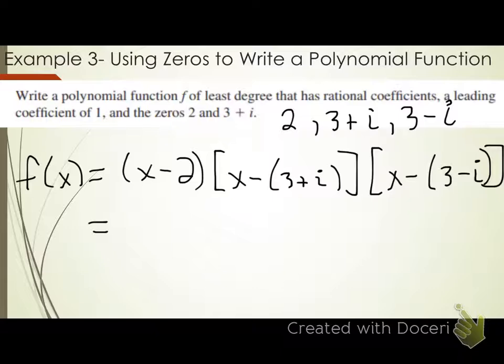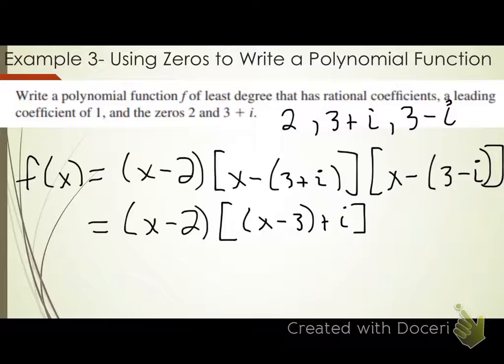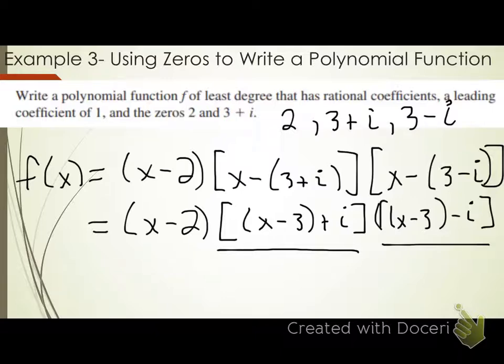So what I'm going to do now is kind of move my parentheses within those brackets. I'm going to write it as x minus 3 in parentheses plus i, times x minus 3 minus i. And the reason I'm doing that is because I'm going to now multiply these two things right here. I'm going to multiply these two polynomials.